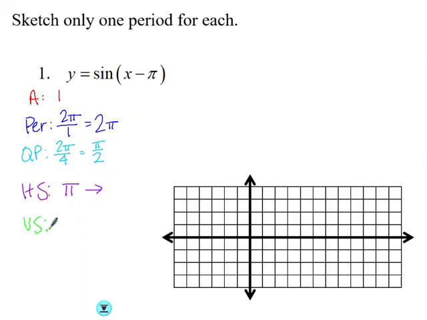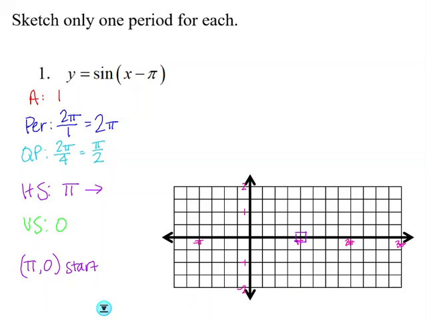And our vertical shift is 0. The horizontal and vertical shift together are going to give us our starting point. So the point pi, 0 is where we're going to start. We're going to label the axes the way we did in the last video. The y-axis, we're counting by 1/2, and on the x-axis, we're counting by pi over 4. So we are starting at pi, 0, so I'm going to put a little box there.